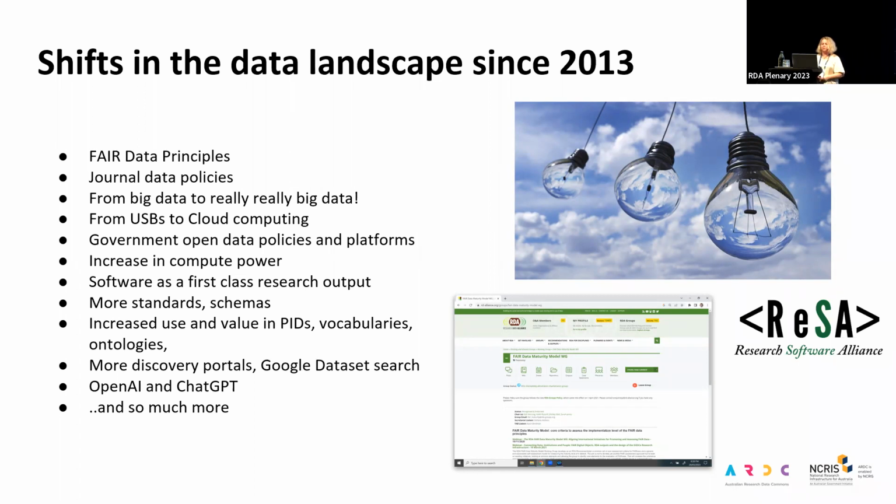We have more discovery portals. We even have Google Dataset Search, and now we have ChatGPT. So the landscape has changed enormously. And I think the fact that the Research Data Alliance is still here is really testament to the fact that it has adapted to those changes, and it has provided a forum for people to address these new challenges in the data landscape. So that little box there is the FAIR data maturity model working group, which was set up through RDA, and there are many other FAIR focused groups, and RDA has that partnership with the Research Software Alliance.